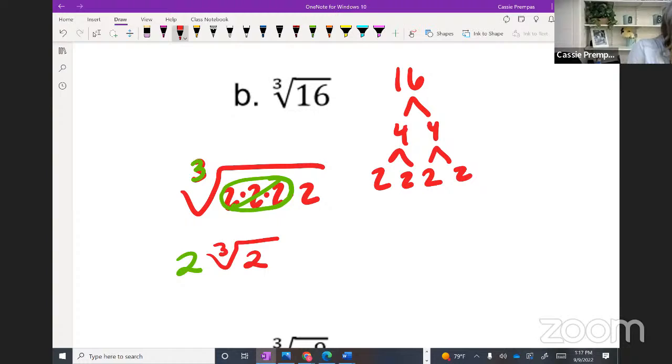Notice how I still kept that 3 in there because it's not a square root. If this was a square root, what's the square root of 16? 4. So it'd be a different answer. So keep that cubed root in there.